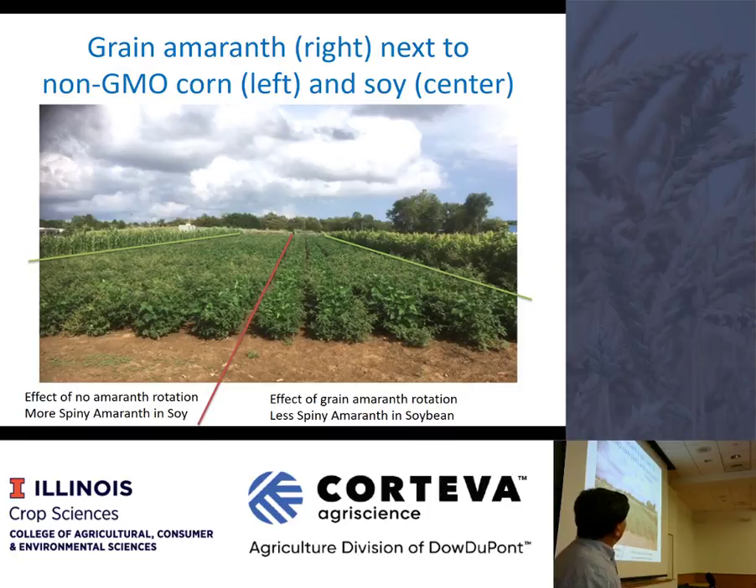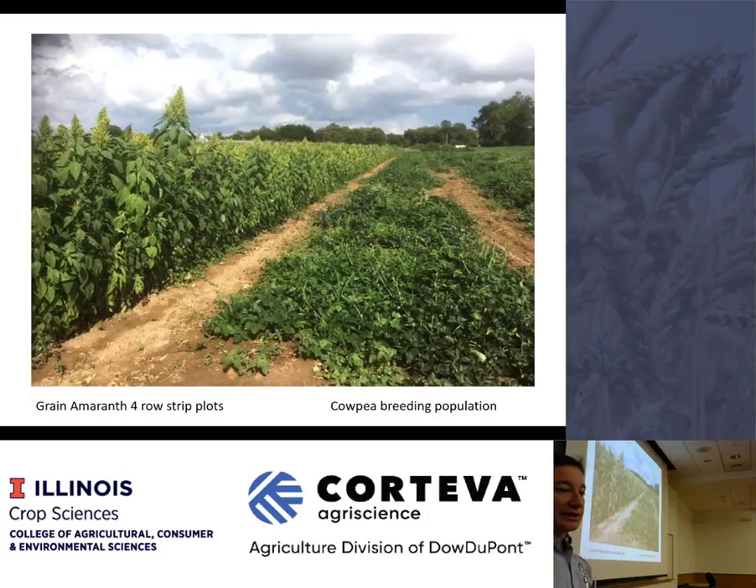And you can see grain amaranth in terms of biomass being, well, twice the size of soybean or more. On the other side of that same planting, and these are Seed Savers Exchange varieties, we have cowpea.